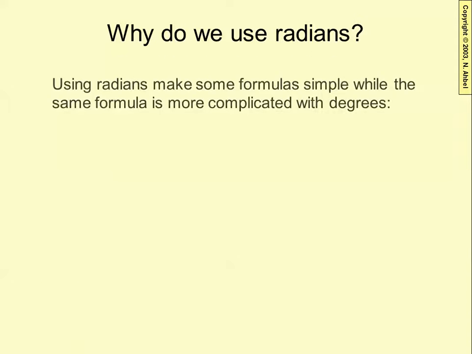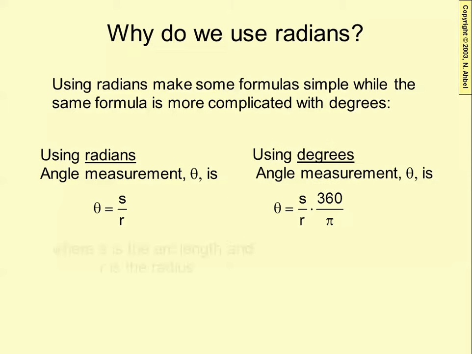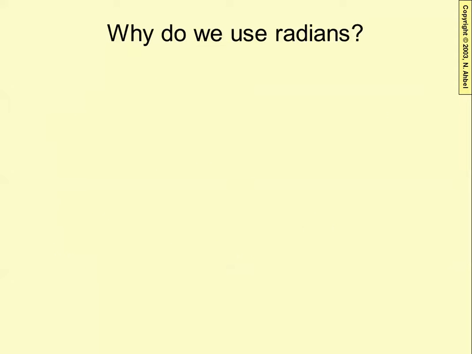Why do we use radians? Using radians makes some formulas simple, while the same formula is much more complicated with degrees. Here's an example of a formula in radians and the same formula in degrees. This is a formula where S is the arc length and R is the radius, giving theta.